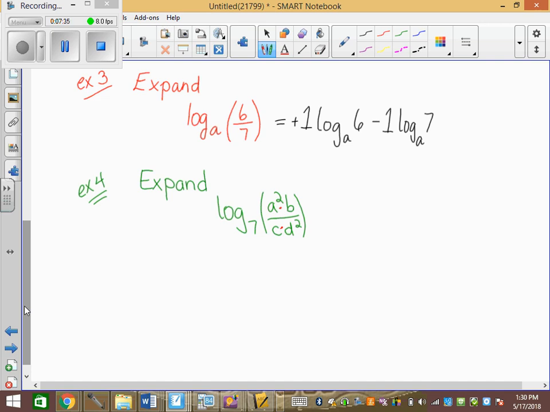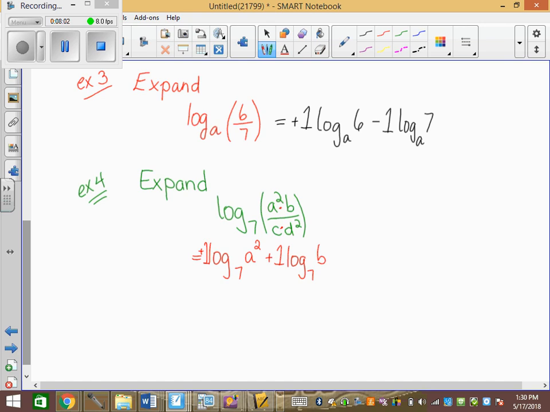So we're going to get log base 7 with a plus 1 in front, and then an a squared. And then I'm going to get plus 1 again, log base 7 of b. Do I actually have to show the plus 1 in front? No, I'm just proving a point. So if you just went log base 7 of a squared plus log base 7 of b, you'd be correct.